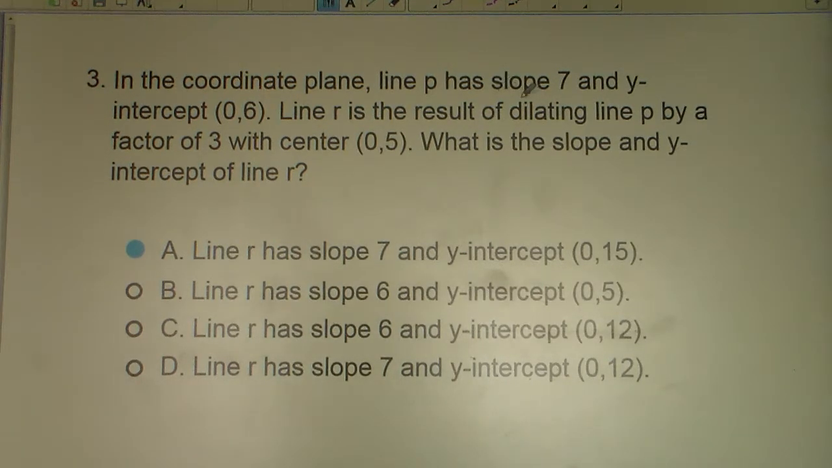So with that being said, same slope. Both A and D have the same slope. Define the new y-intercept. Take the scale factor of 3 and you multiply by the coordinates. So 3 times 0 is 0. And then 3 times 5 is 15. So the correct answer is A for number 3.